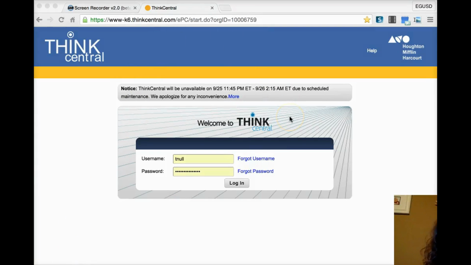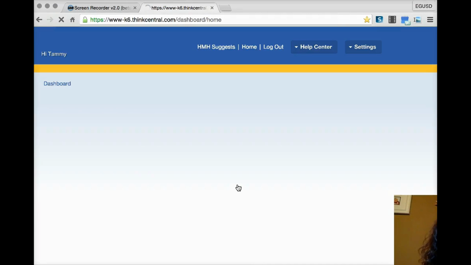I actually want you to go to Think Central. Once the major part of the lesson's over, I want to show you something that's kind of cool that's in here. So when you go, you're going to use your ID number and the password that you were given at the beginning of the year.